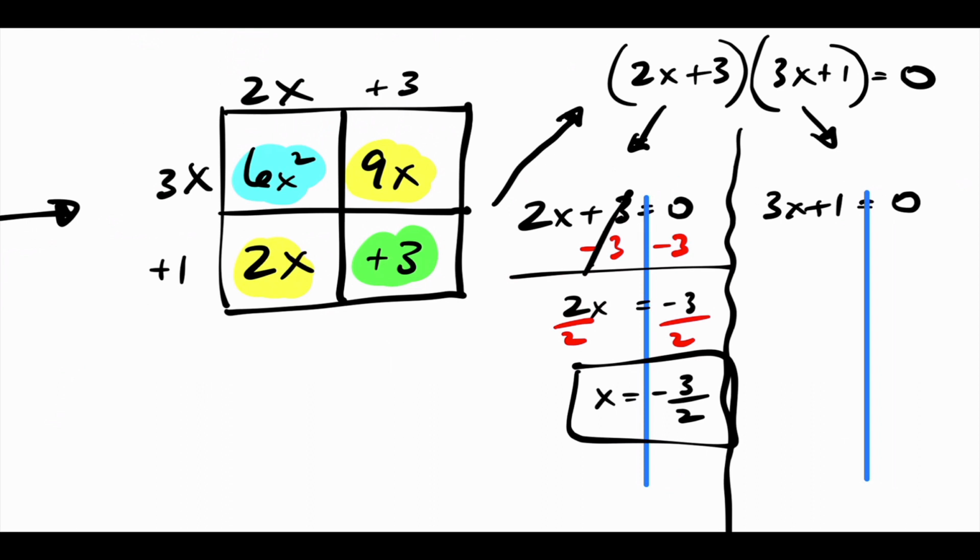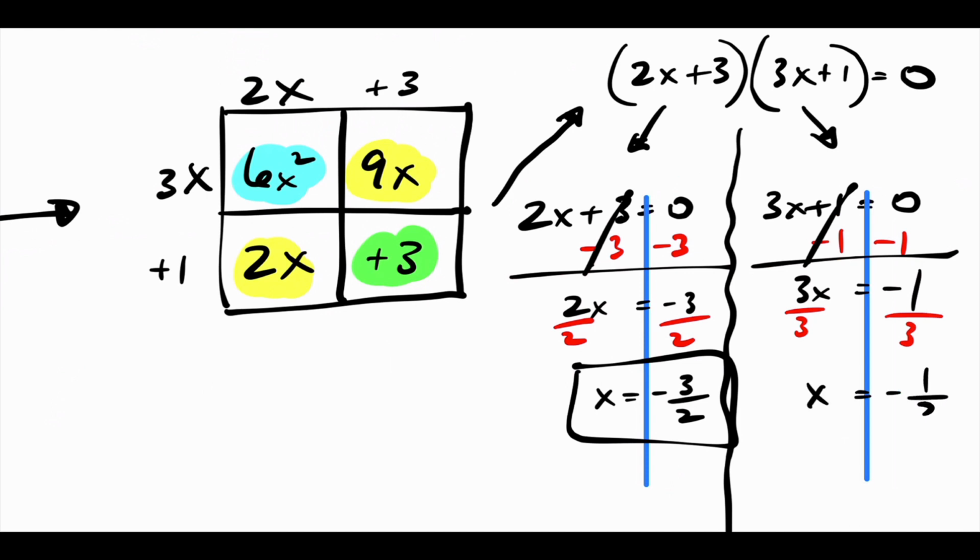The other one. Subtract 1, subtract 1. Divide by 3, divide by 3. Negative 1 over 3. Okay, just reduce them if you can. If you can't reduce them, leave them. Leave them as fractions. Don't change them to decimals because they're not needed, unless it says round your answer, but it doesn't say round anywhere.